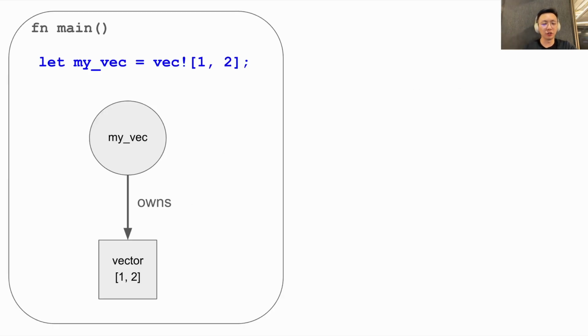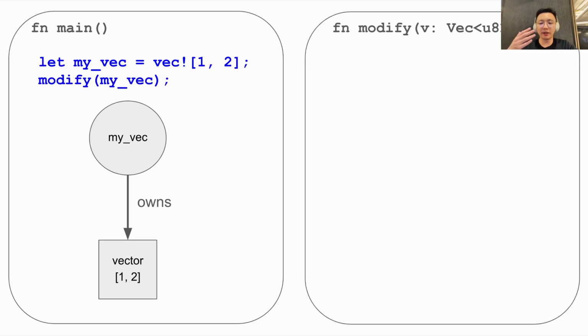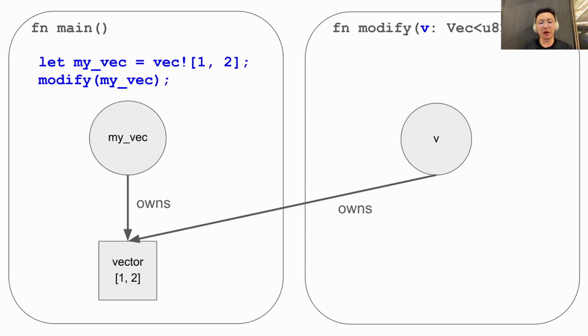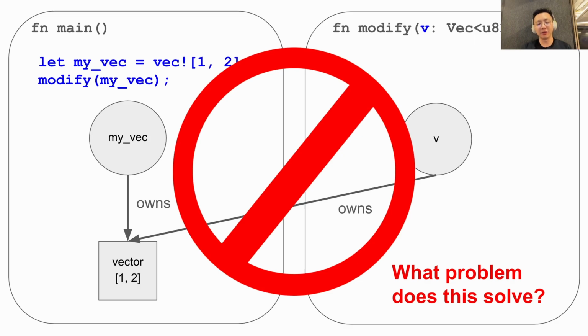So here's an example of how ownership works, right? Let's say you have a vector of numbers 1 and 2, and you have a binding, myvec, that owns it. So it's pointing to it. But you want to pass this to another function called modify that takes a vector as a parameter. What happens when you do this? Well, ownership is transferred to the binding v in the function modify, right? This situation is not possible. And the compiler specifically prevents this because of the single ownership principle. And you should think about why this is important, right? This is not allowed, right? Why is it not allowed?